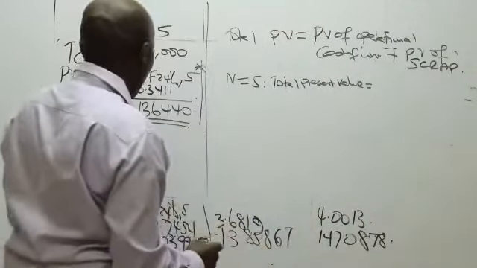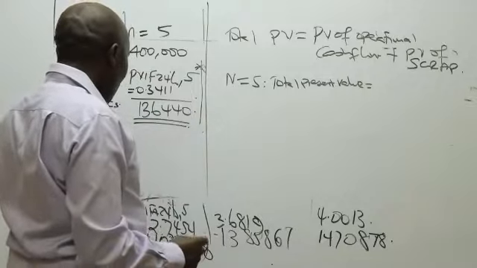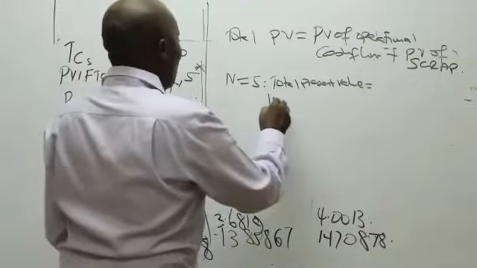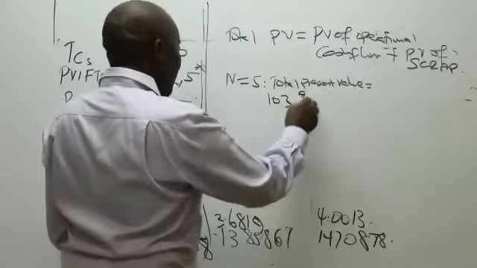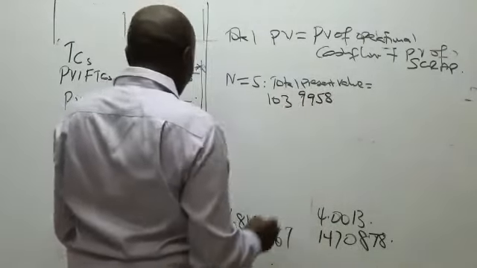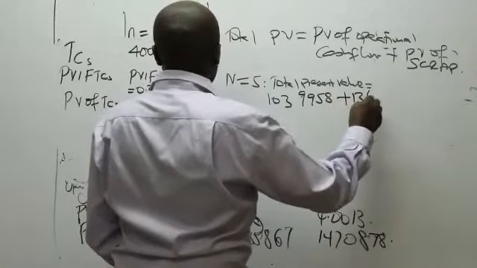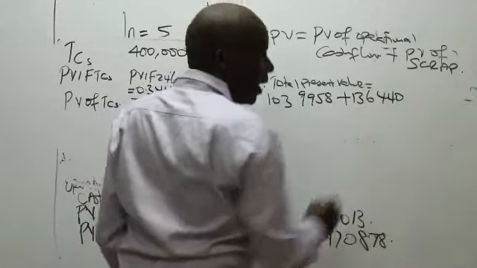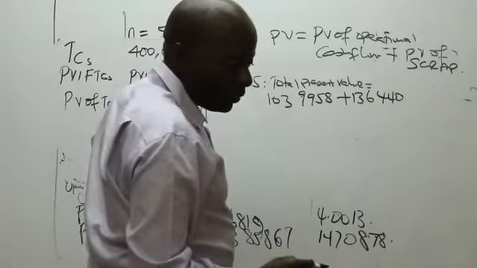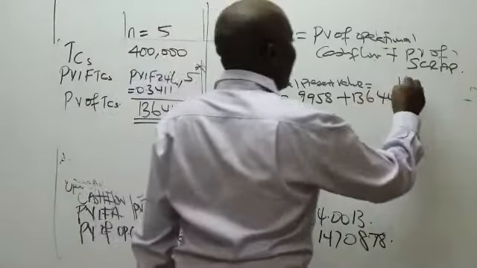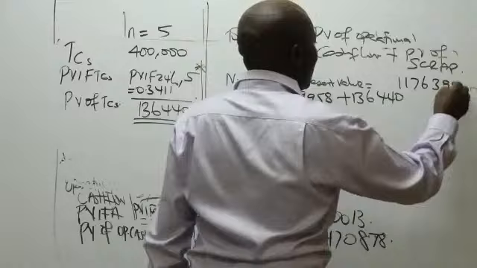You take the present value of operational cash flow, which was 103,958, plus 136,440. The figure they're giving me is 1,176,398. Thank you very much.